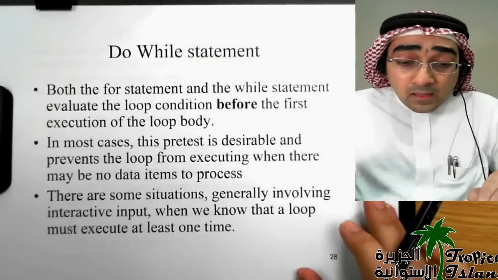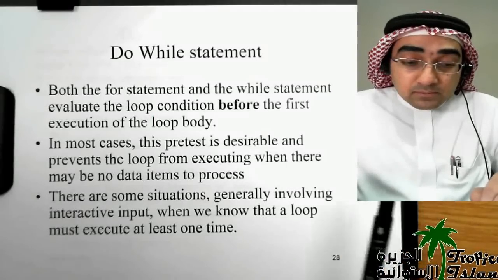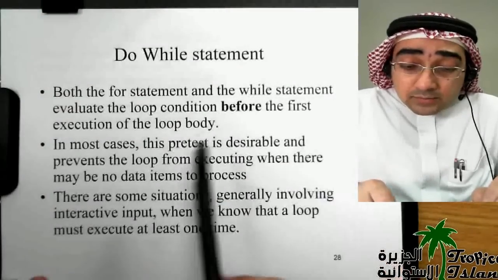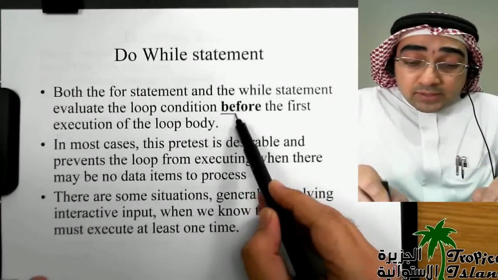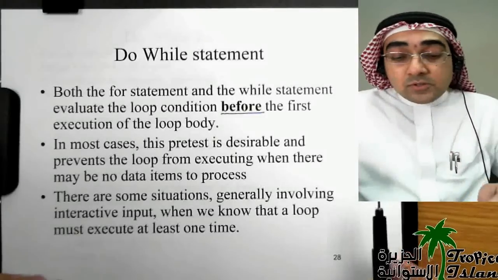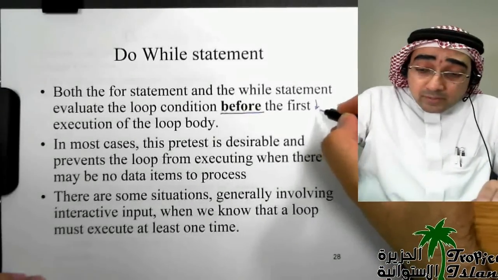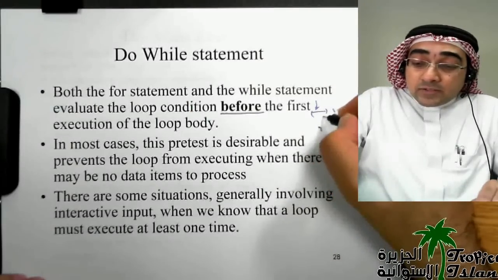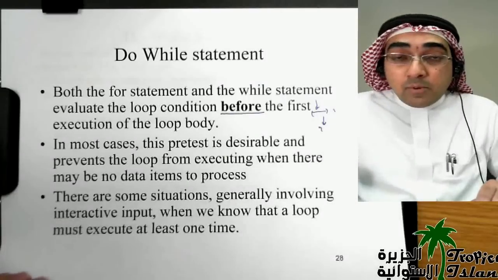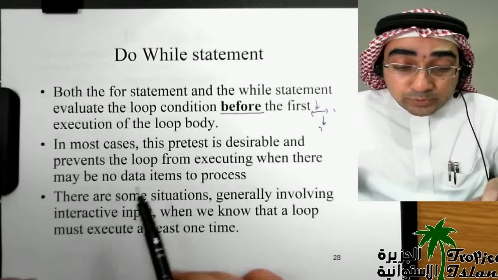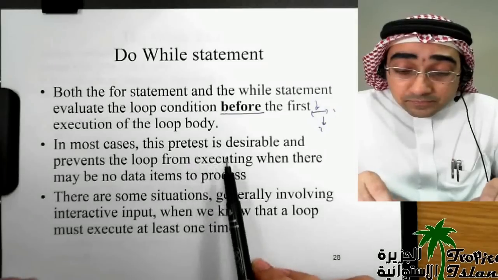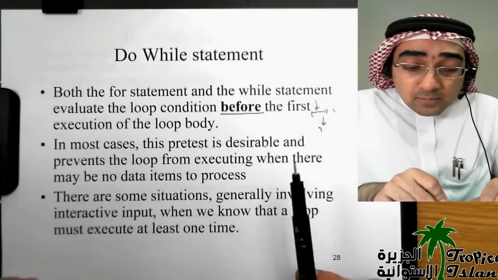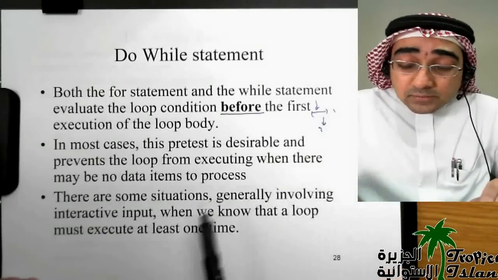Okay, now we'll introduce you to a do while statement. For both of the statements, for the for and the while, we evaluate the loop condition before the first execution of the body of the loop. So your program comes running sequentially, and for the while and for the for, you have the condition at the beginning and you test that, and if that is true, that is the only time when you enter the body of the loop. Okay, in most cases this persistence is desirable and prevents the loop from executing when there may be no data items to be processed. So sometimes this is desirable.